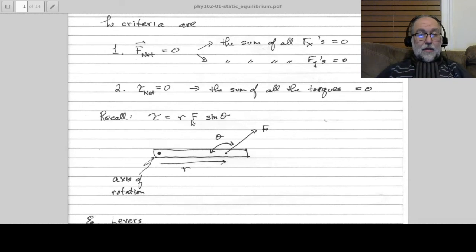The other thing that contributes to the torque is how hard you push. Obviously the harder you push, the more torque you're going to get. And the other one is the bigger r is, the more torque you're going to get. That's why the doorknob is on the other side of the door from the hinges. Because if you try to push at the hinges, if you're pushing right there, then you're not going to get any torque because then r is 0. So that's torque.